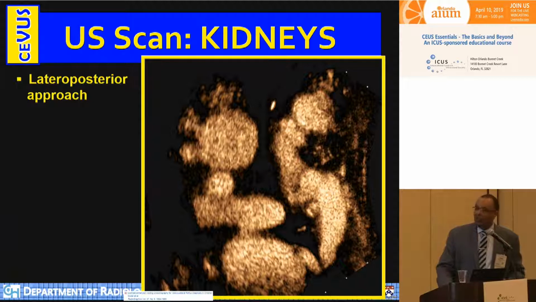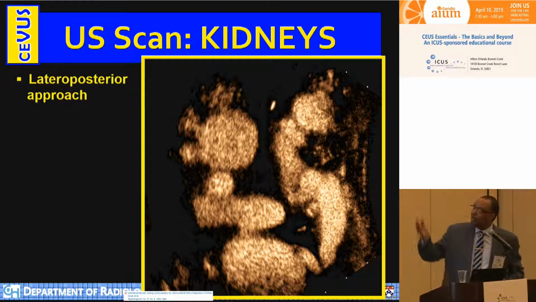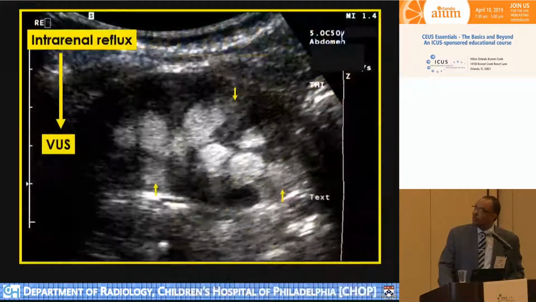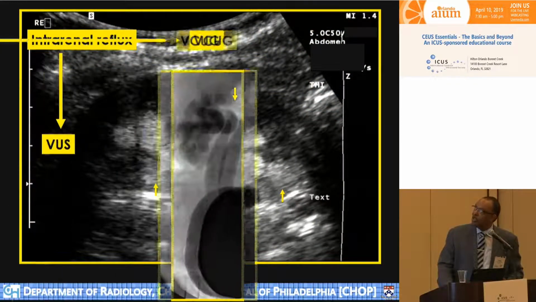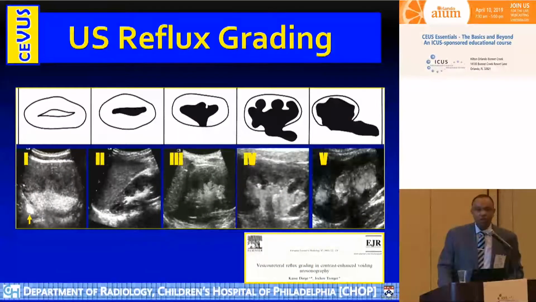And then if you have reflux, if you scan in coronal from the flanks, you're able to see the reflux in this small baby on both sides very well. You also see intrarenal reflux on ultrasound. Look at the echogenic cortex. This is comparable to the VSUG. We're able to grade the different grades like the VSUG from 1 to 5.